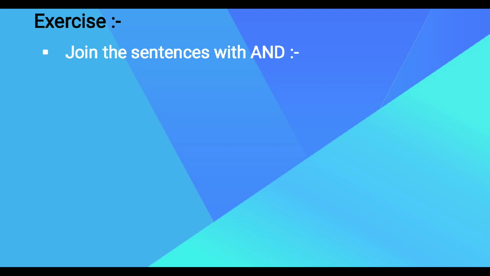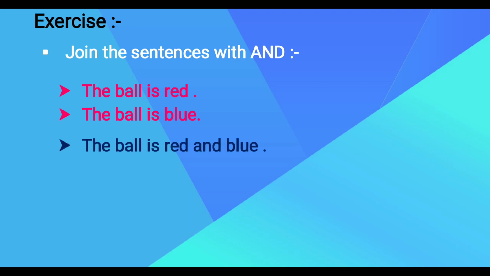Join the sentences with "and". This ball is red. This ball is blue. Now just think about it. What is the answer to this? First of all, read the heading: join the sentences with "and". Now, what will be the answer? The ball is red and blue.